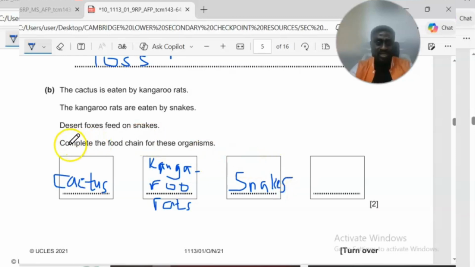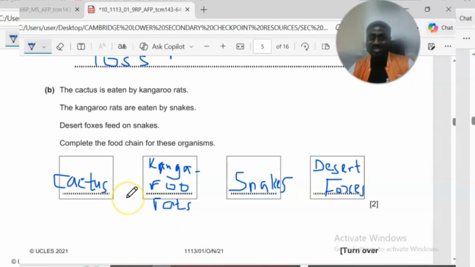Then the last line says desert foxes feed on snakes. So what comes after snakes is the desert foxes. Foxes feed on snakes. So the trophic level continues and energy is being transferred from one organism to another, and this goes for 2 marks.